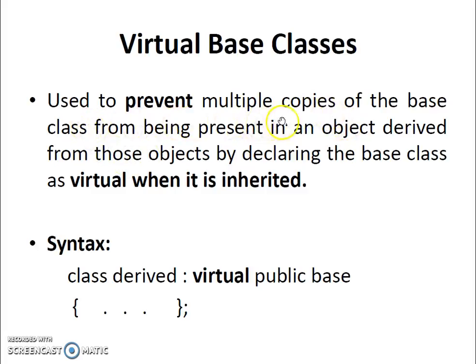Virtual classes are used to prevent multiple copies of the base class from being present in an object derived from those classes, by declaring the base class as virtual when it is inherited. The simple syntax is: class derived : virtual public base.